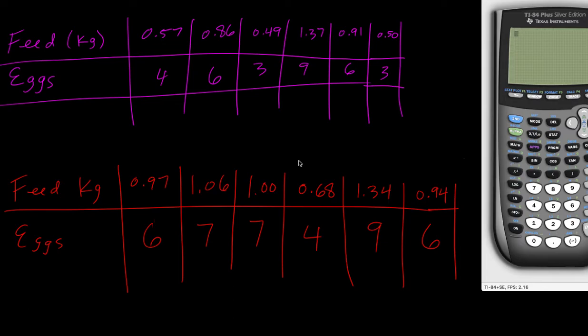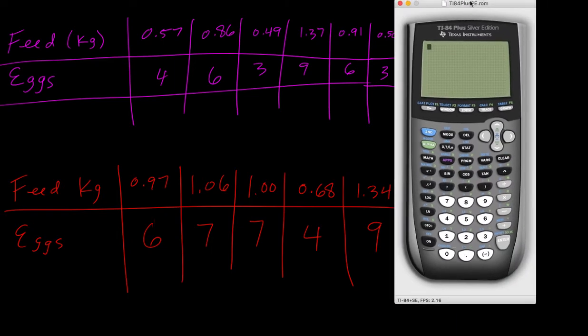Hey math kids, today we're going to talk about the regression line of x against y, and we're given this data. It's how many eggs chickens lay in a fortnight based on how much feed we feed them, measured in kilograms.